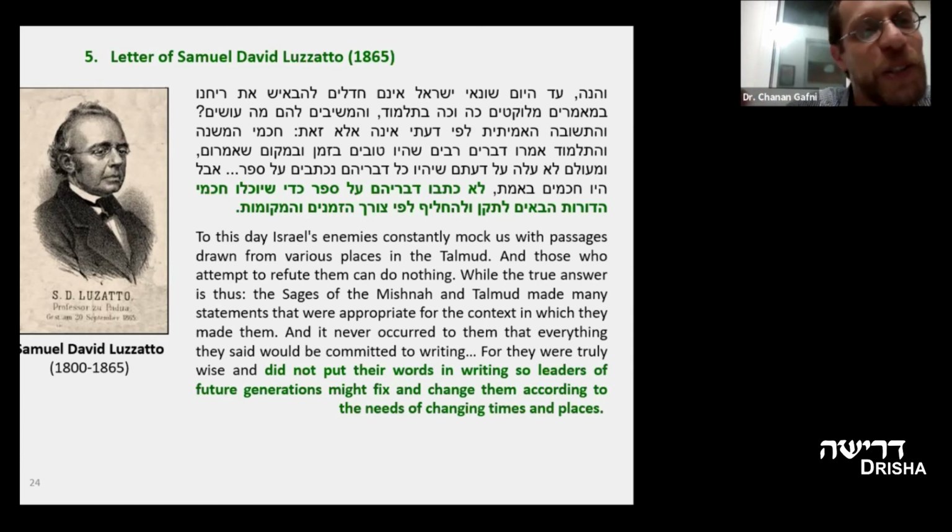What Luzzatto says here is precisely the opposite. He says, sometimes we're actually embarrassed of this tradition, and we would have been better off if we kept this orally, because it was not meant to remain forever. Since we wrote it, now everybody mocks us. He's kind of embarrassed of the Jewish tradition rather than being proud of it.